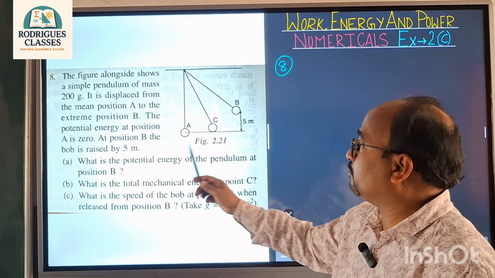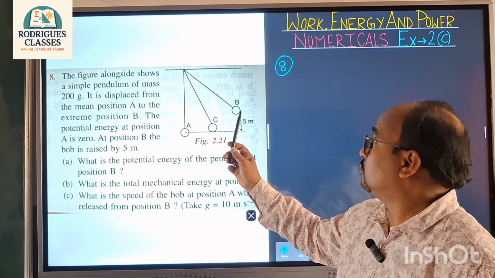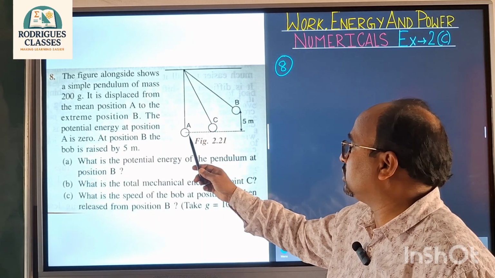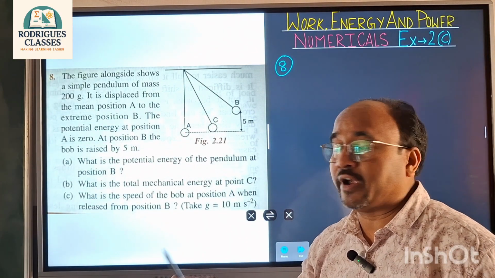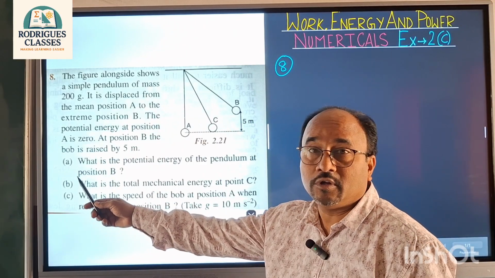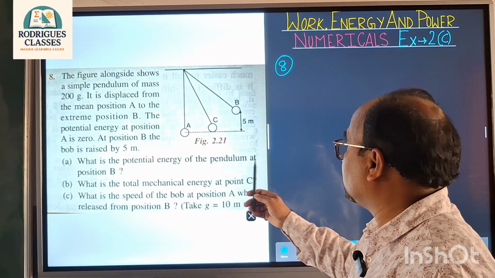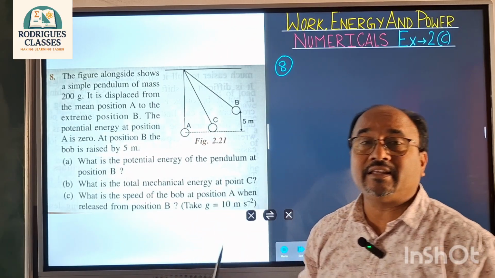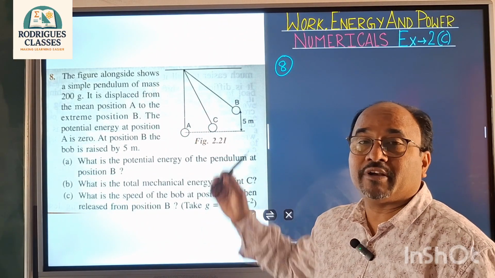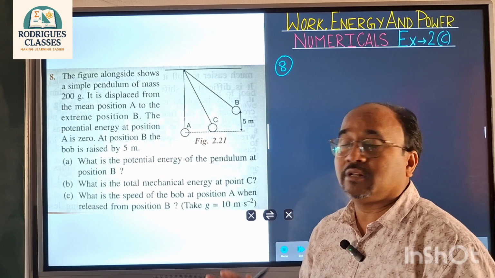At position B, the bob is raised by 5 meter. So at B, it is at 5 meter from this mean position. So this becomes our height if we have to find the potential energy. A part: what is the potential energy of the pendulum at the position B? What is the mechanical energy at C? C is a point somewhere in between A and B. What is the total mechanical energy?